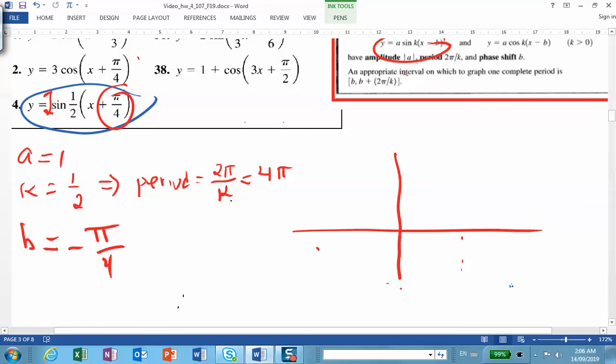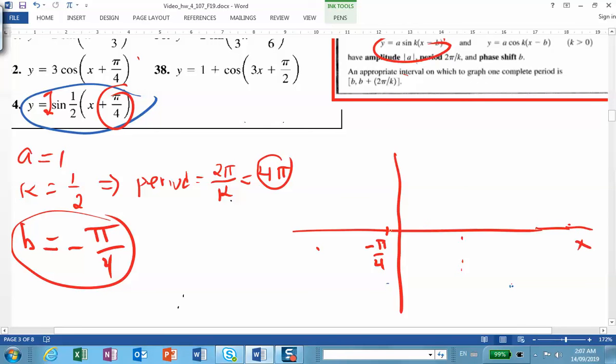X, okay, this is x. So the interval that we're going to plot things is going to be from minus pi over 4 to 4 pi. Let me put a minus pi over 4 here. If we want to go a length of 4 pi, we need to have 16 of these. Okay, so let's be careful.